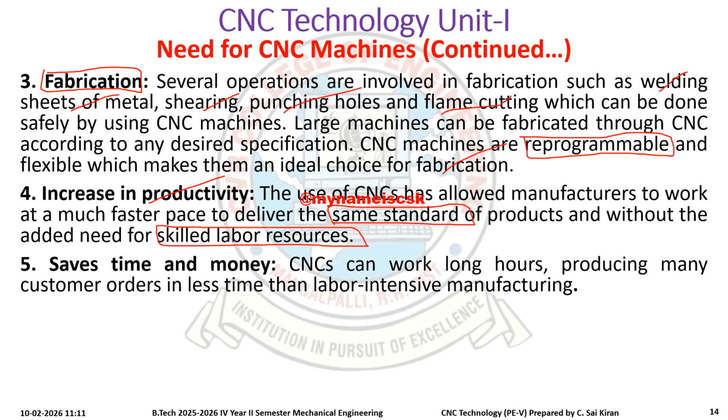Next, saves time and money. So we can save long working hours. Instead of working 24 hours for one piece, we can make it within 1 hour by using CNC. So time will be saved and money will be saved. When we are saving 23 hours of manufacturing time, our money is also saved, as both indirect cost and direct cost.